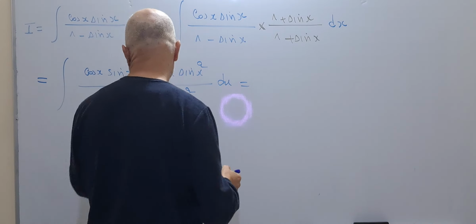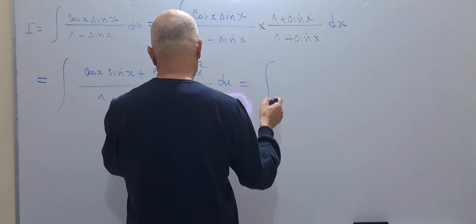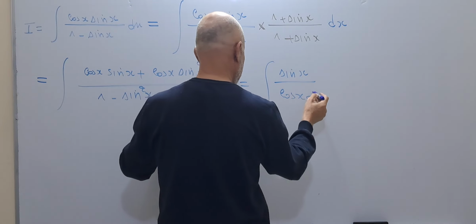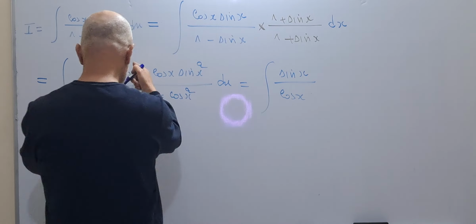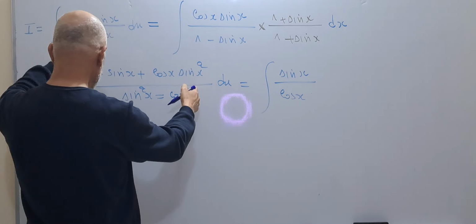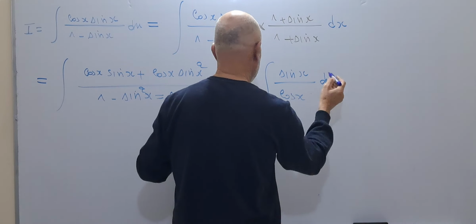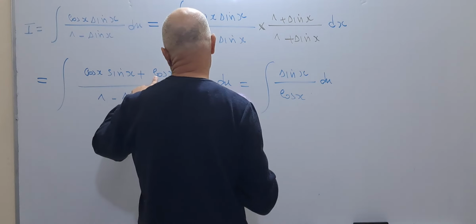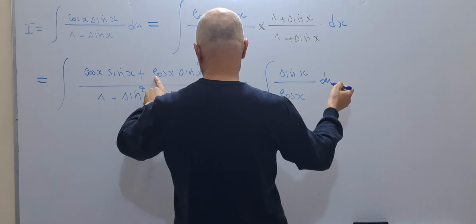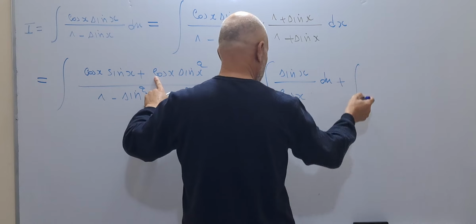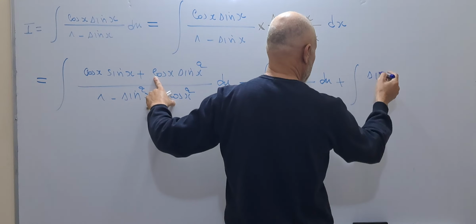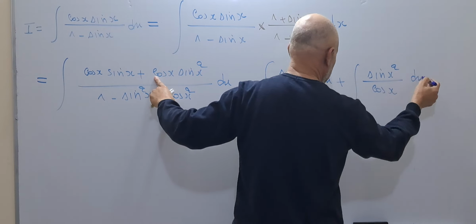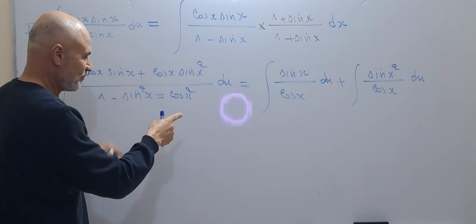So this takes the form sine x over cosine x. So for this we simplify cosine with 2, so we get sine x dx. And here we have plus the integral of sine x square over cosine x dx. Yeah, you can check it.